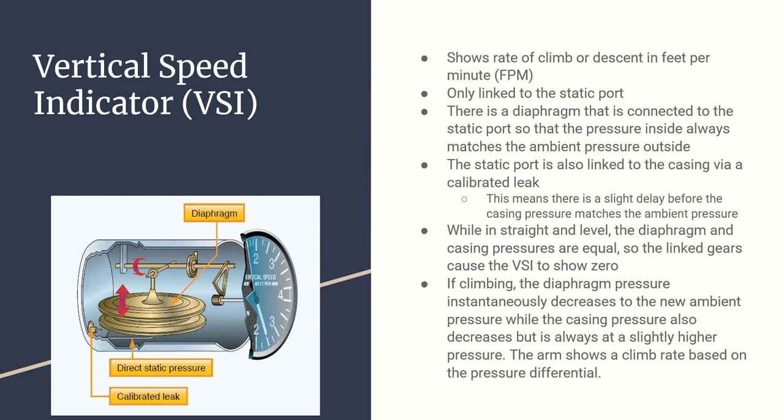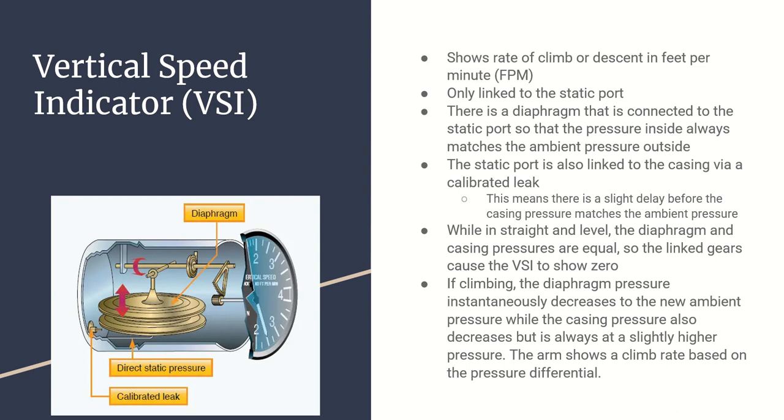And anytime the diaphragm has a higher pressure than the casing, we now have the linkages moving the arms to show that we have some sort of rate of descent. Okay. So depending on which way that disparity goes, the arms show either a climb or a descent.